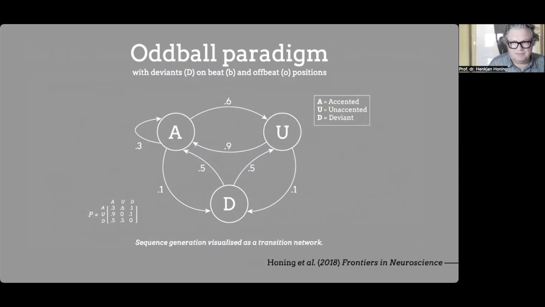It's an oddball paradigm with once in a while a deviant, and the patterns are generated using this, as reflected here in this transition network, where A stands for an accented event, U stands for an unaccented event, and D stands for a deviant.